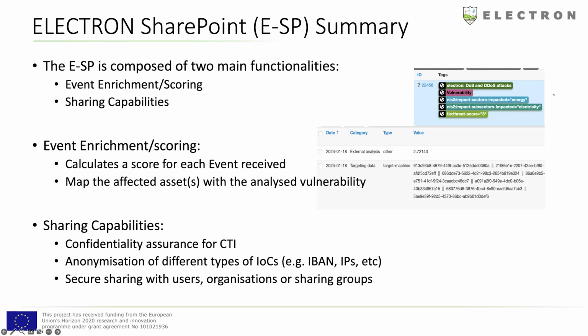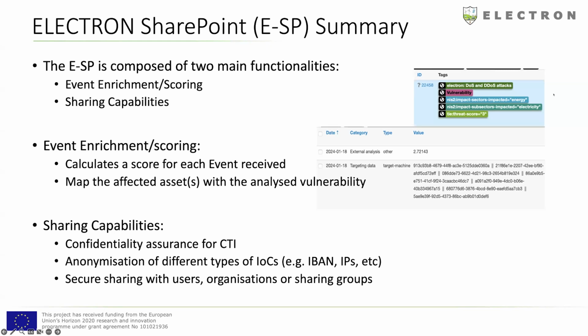And then based on the requirements of the Electron solution, or the Electron project, we map those vulnerabilities to the assets that the client or the pilot owner provides of their own network in order to enhance the capability of the solution for the analyst to review the threats that are more focused on their own topology, right? So that is regarding the event enrichment.